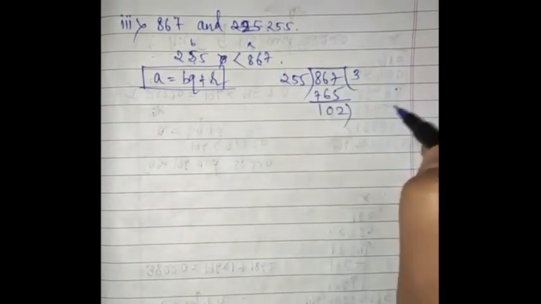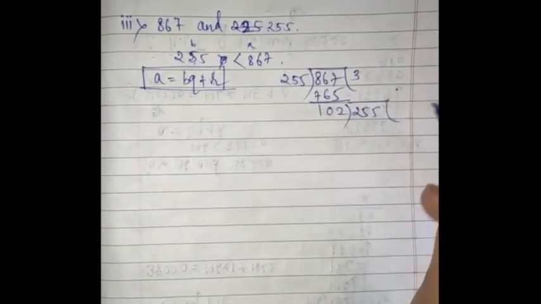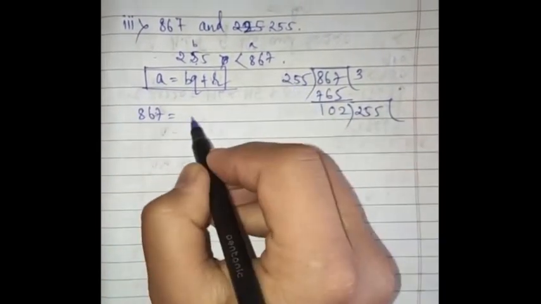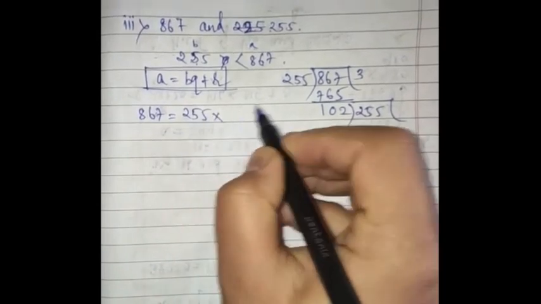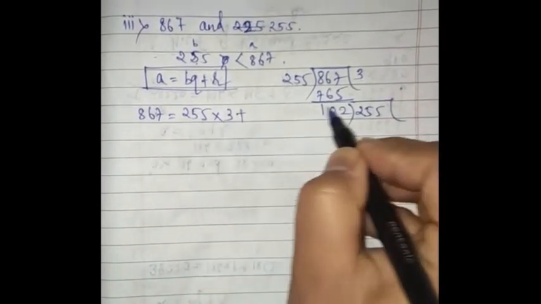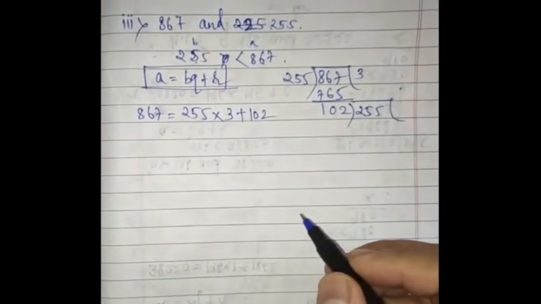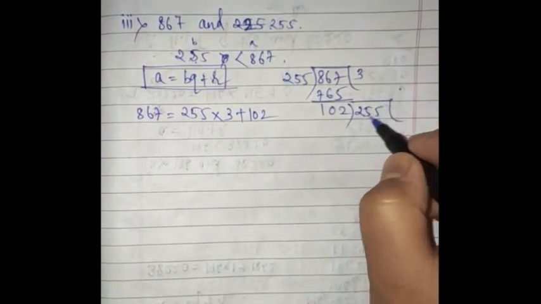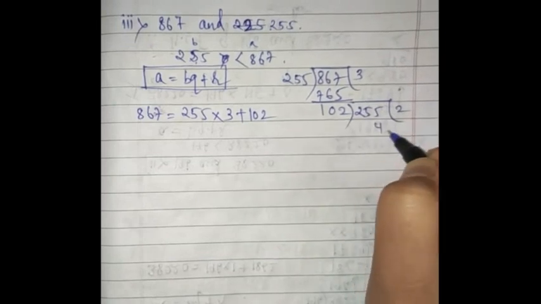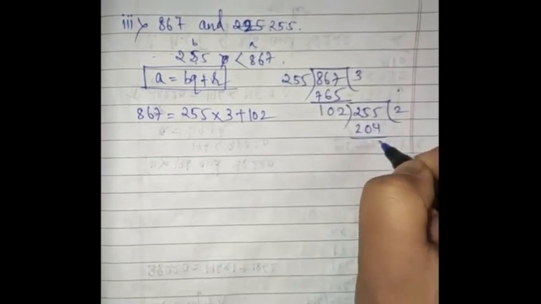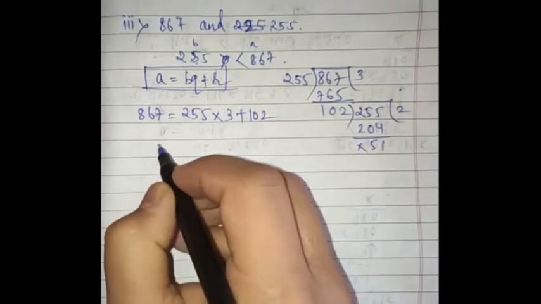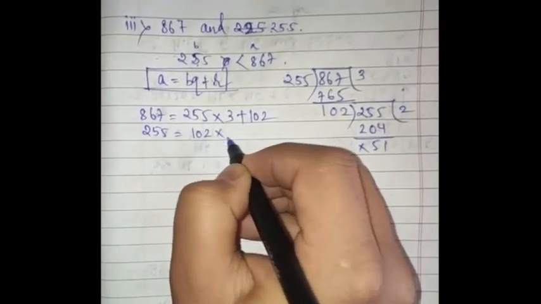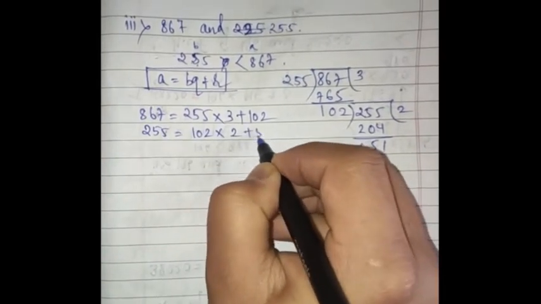So now 255 will become our dividend. So let me write first of all, A, our 867, is equal to B, our 255, into Q, our 3 times we are multiplying, plus R, our 102, isn't it? So this is the condition. Similarly 102 into 2: 2 twos are 4, 2 zeros are 0, 2 ones are 2, so 51. So 255 is equal to 102 into 2 plus 51, which is the remainder.